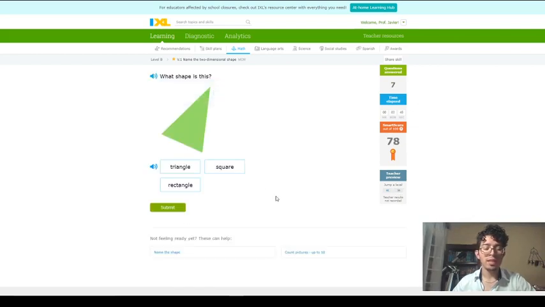What is this? Is it a triangle, a square, or a rectangle? This is a triangle because it has 3 sides. Es triángulo porque tiene 3 lados.